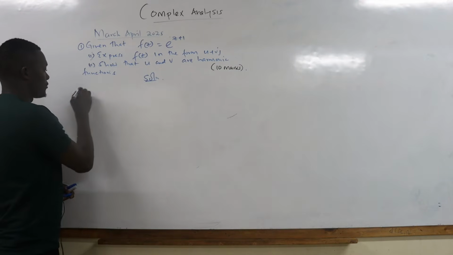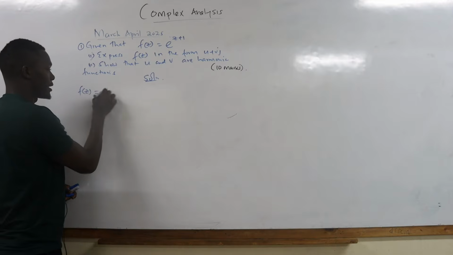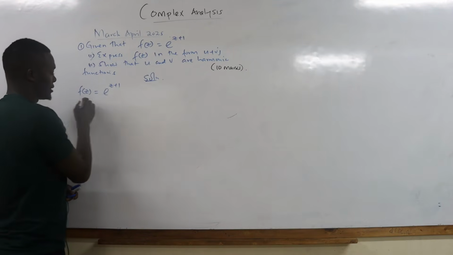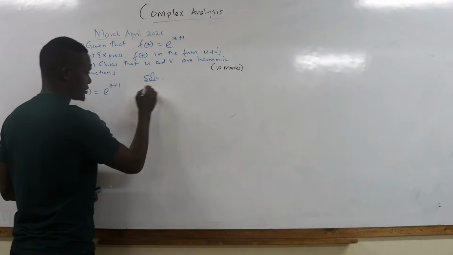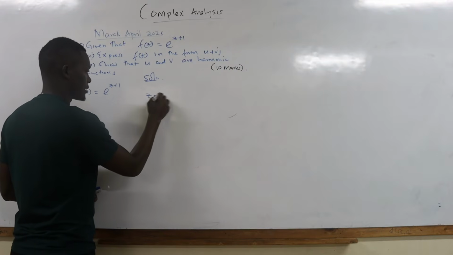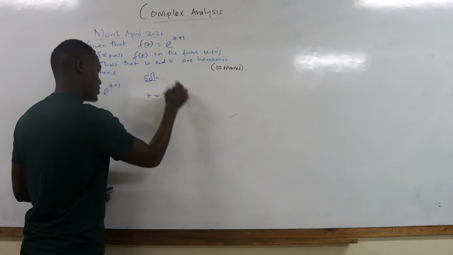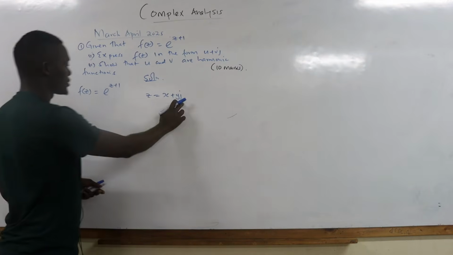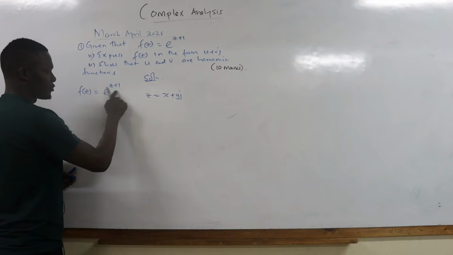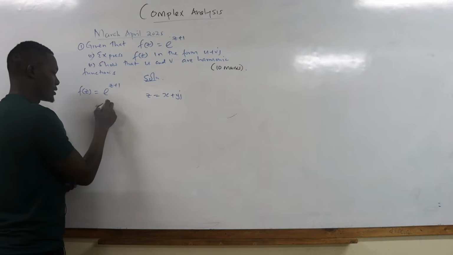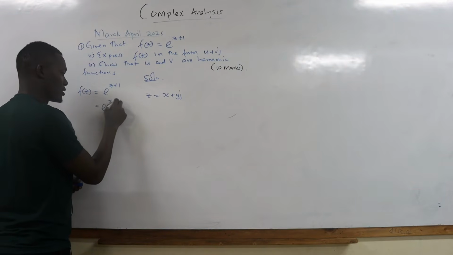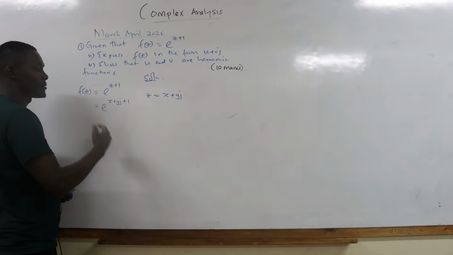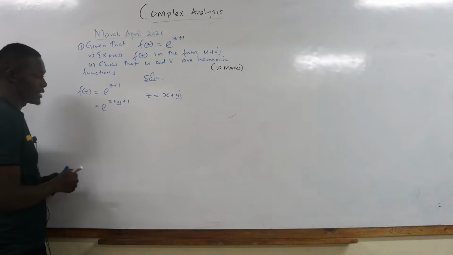So our function f of z is given by exponent z plus 1. But remember, z is written as what? z can be written as x plus yj, that is in terms of the Cartesian plane. So if we rewrite this, we shall have exponent x plus yj, then plus 1. Then as always, collect real terms and imaginary terms together.